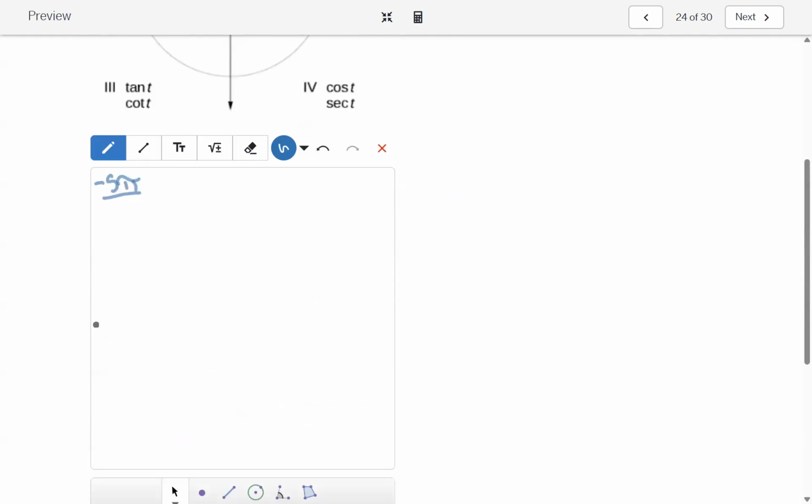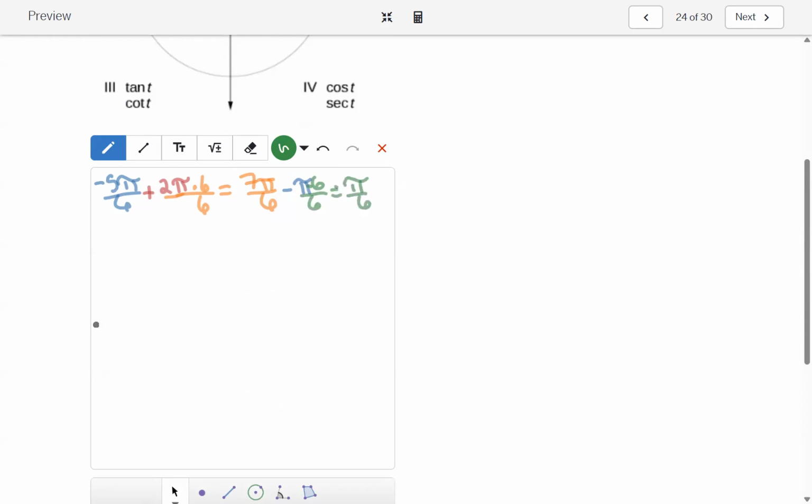So negative 5 pi over 6. If I add 2 pi to that, and I multiply the 2 pi by 6 over 6, I have 12 pi over 6, so negative 5 plus 12 is positive 7 pi over 6. And then if I subtract pi from that, I end up with pi over 6 as my reference angle.